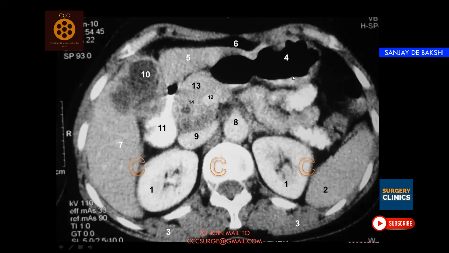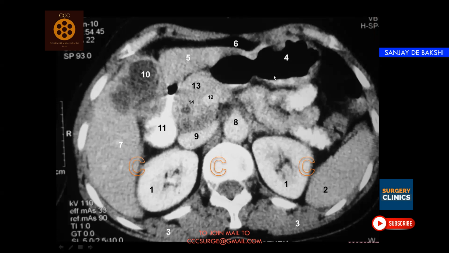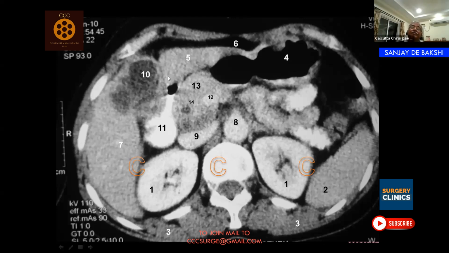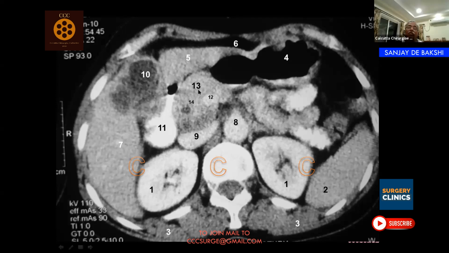Sir, 4 is transverse colon. It is too wide to be a transverse colon, isn't it? Stomach. Very good. So what is number five? Left lobe liver. Very good. That is a left lobe liver. Absolutely, I grant you that. Don't be so diffident. You're doing very well. So that is the left lobe of the liver.